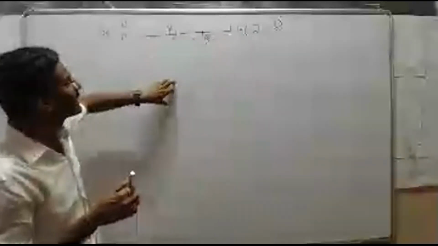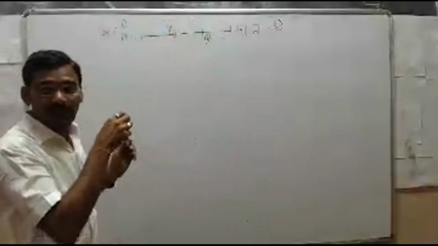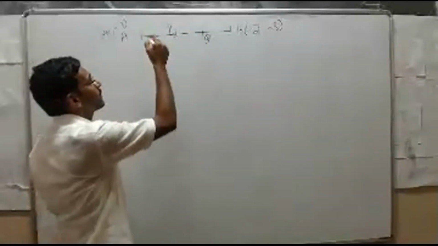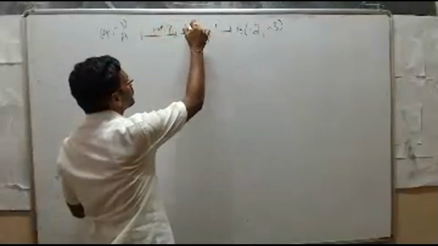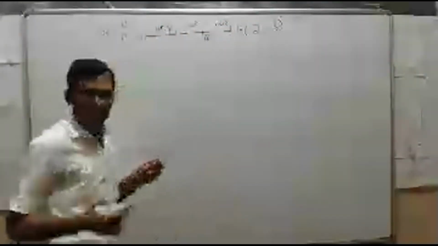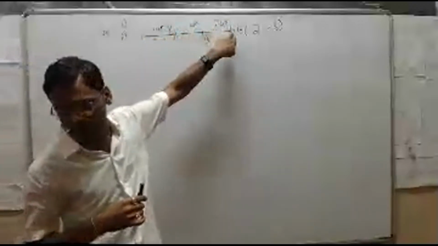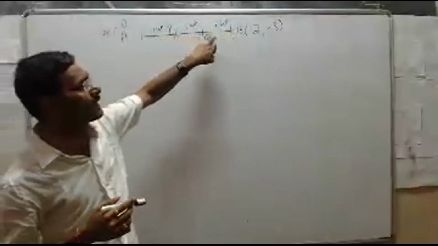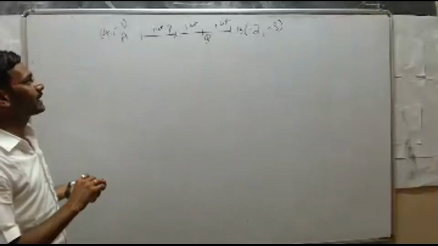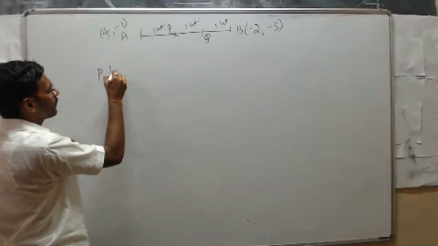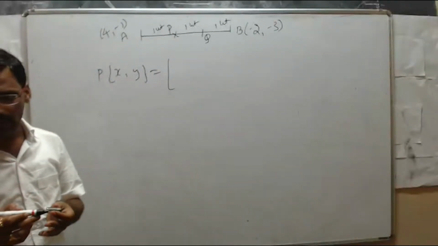If the total is 30 centimeters, the parts are 10, 10, 10. If it is 15 centimeters, then 5, 5, 5, like this. 3 equal parts means the ratio is 1:1:1, that is 1 unit, 1 unit, 1 unit. Then we have to find the coordinates of P and then the coordinates of Q. By which formula? Section formula. Let the coordinates of P be (x, y).